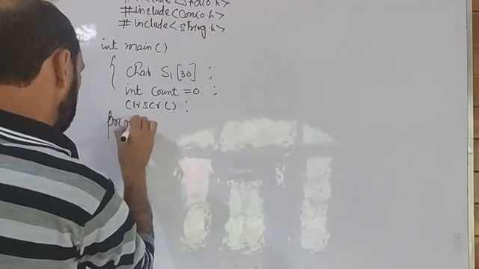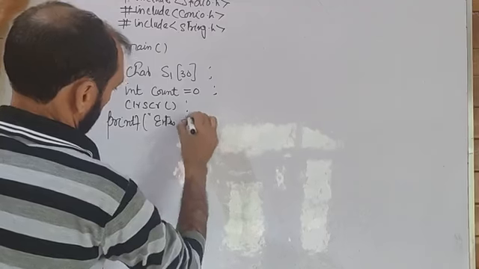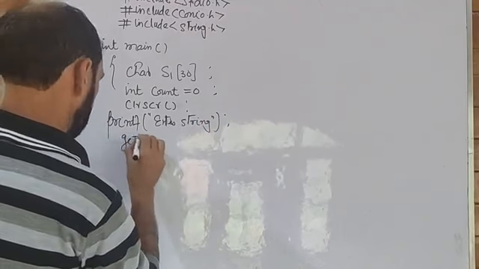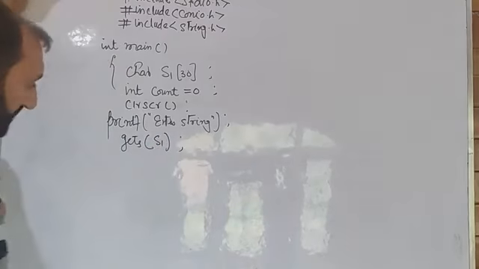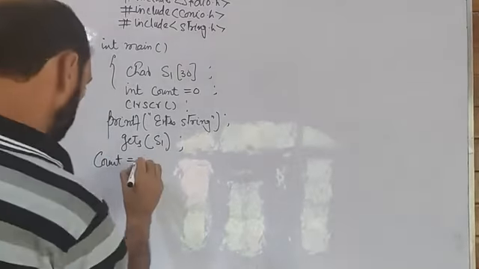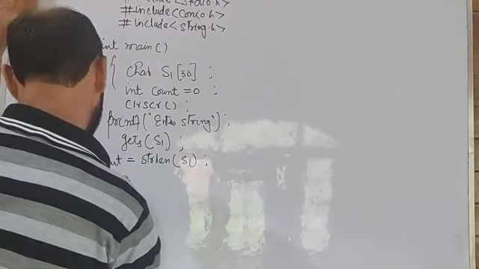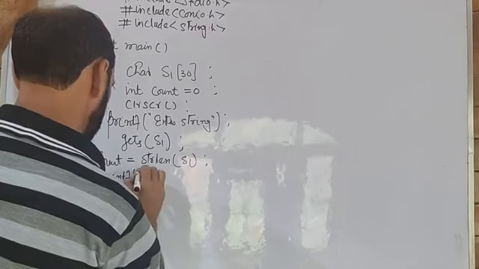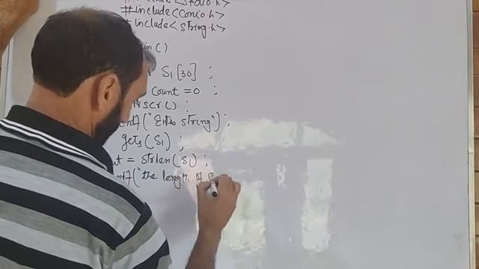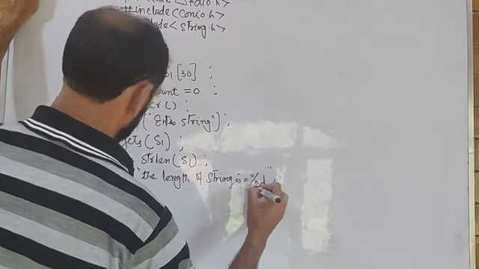printf "enter string", gets s1, count equal to strlen of s1, printf "the length of string is equal to %d", count.